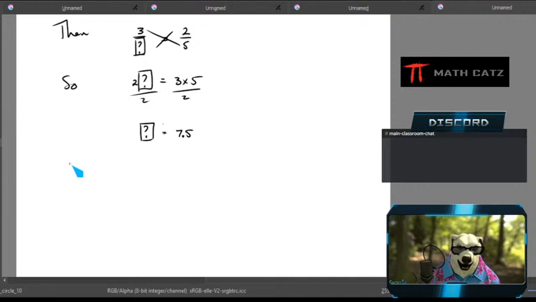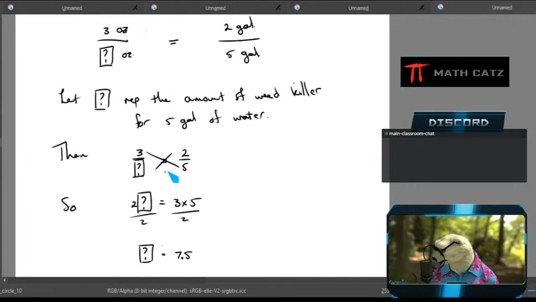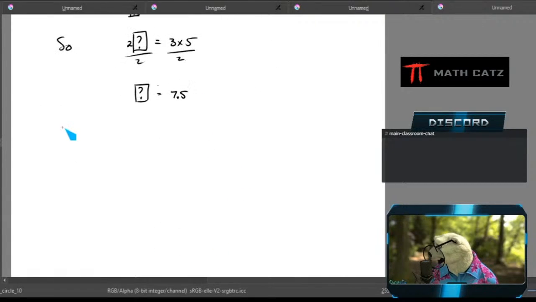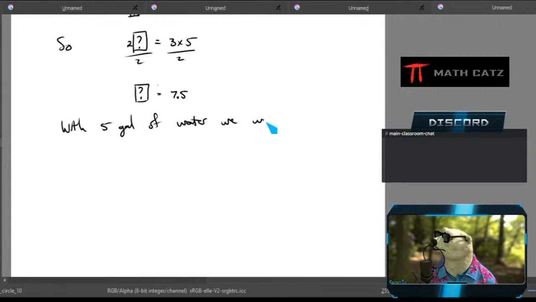Let's write our concluding sentence. What am I solving here? I forgot. It is the amount of weed killer that goes with 5 gallons of water. Okay, I didn't want to mess that up. Yeah, that's important. Get the ratios right. So with 5 gallons of water, we use 7.5 ounces of weed killer.